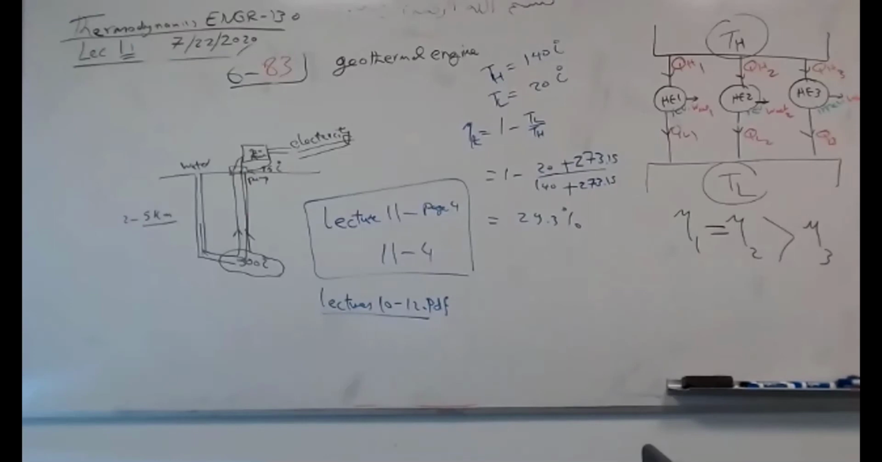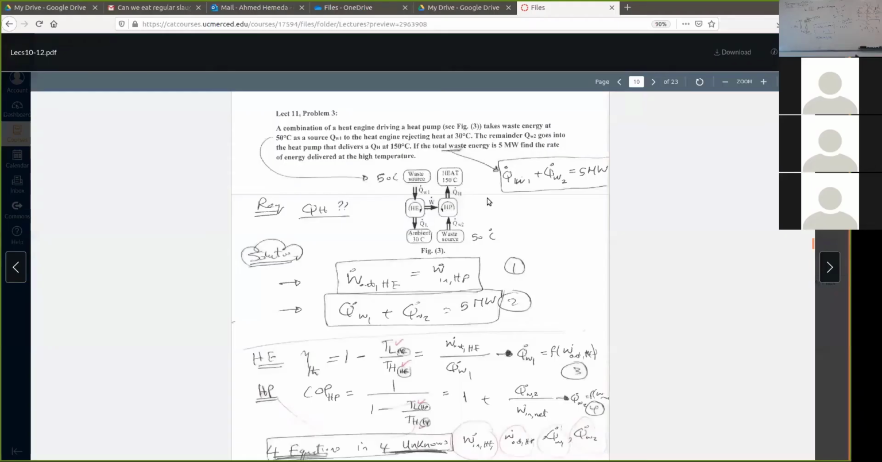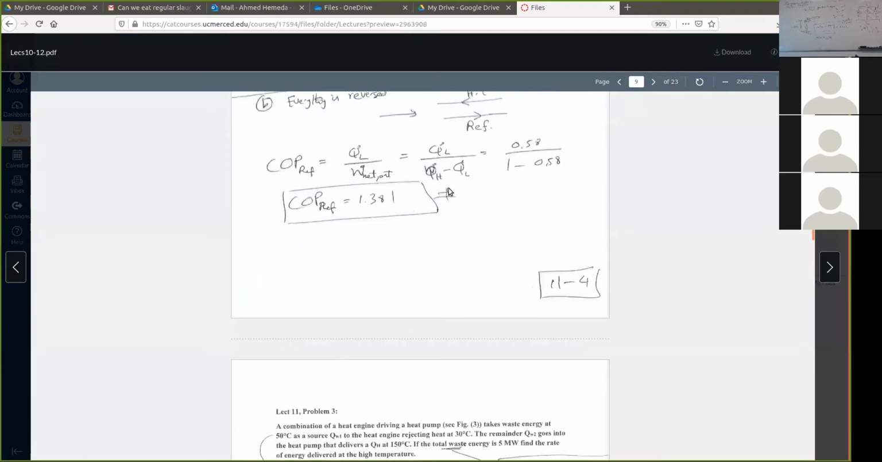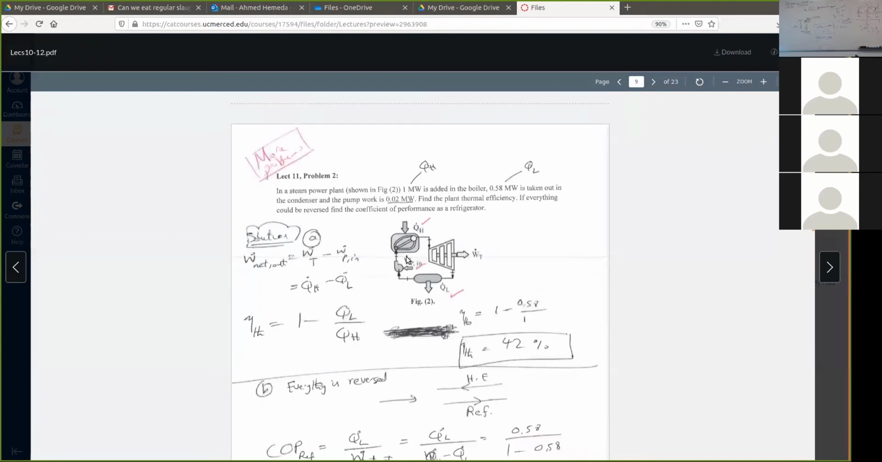Page 4 of the lecture. As you can see, guys, it's problem 2 here. It says a steam power plant shown in figure 2, 1 megawatt (MW) is added in the boiler, and 0.58 megawatt is taken out in the condenser. This is called a condenser.